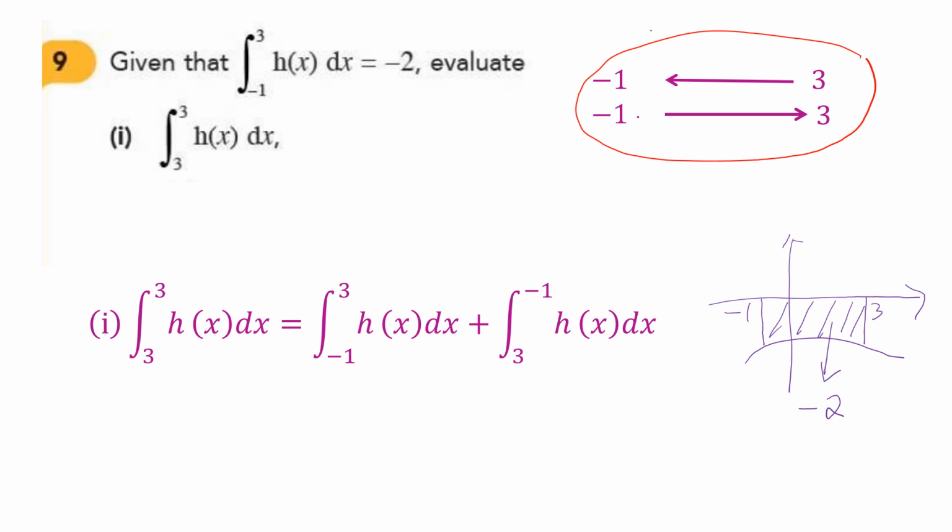3 to 3 means I'm getting from, you see the arrow, from 3 to go to -1, and then plus -1 back to 3. So for 3 to -1, the area is -2. But for -1 to 3, it's the reverse of 3 to -1, so I need to minus 2. And you'll see that what I end up with is 0 unit square. It's just like I stay where I am. I don't move at all.